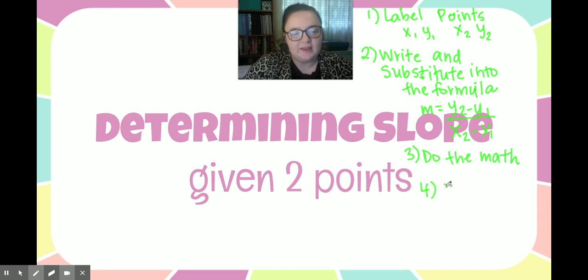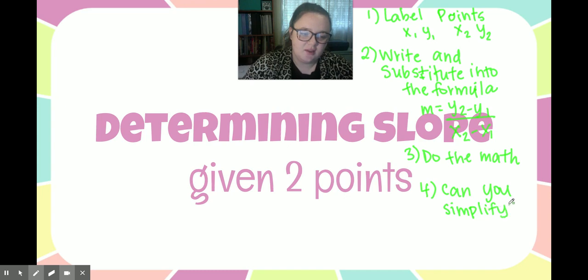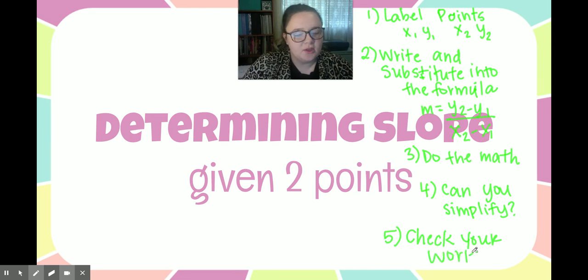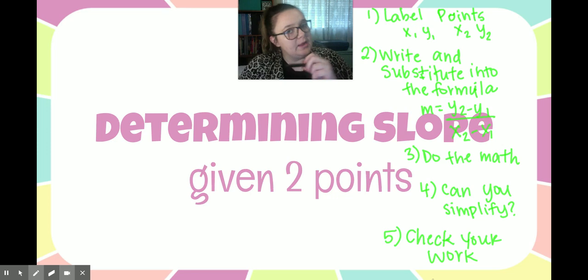Step 4 is, can you simplify? Sometimes you're going to see that sometimes you can't simplify. Sometimes there's not a greatest common factor, so you just have to leave it as it is, right? Negative over a negative, simplify that. If it's just a negative, you can't simplify. Step 5, I always say check your work. Not necessarily go back and check your math, but make that quick sketch of a graph and go back and see, when you graph those 2 points, is it a positive slope? Is it a negative slope? Is it a 0 slope or undefined? That will truly help you see what that slope is.